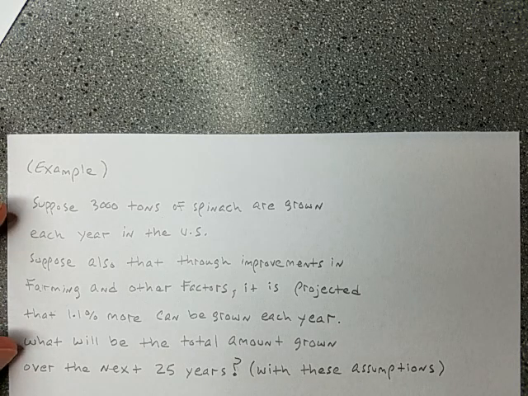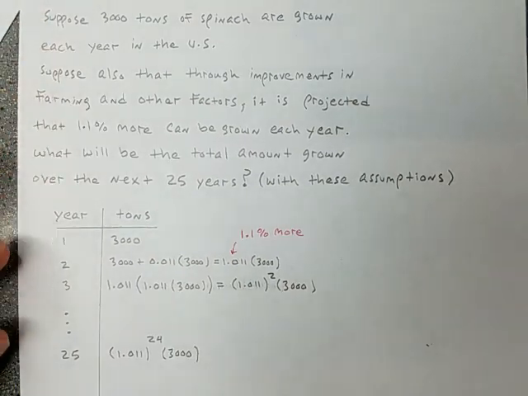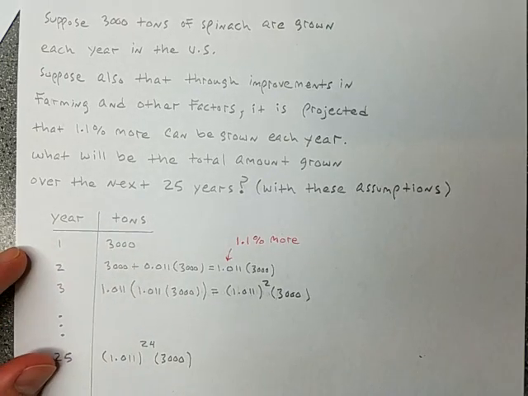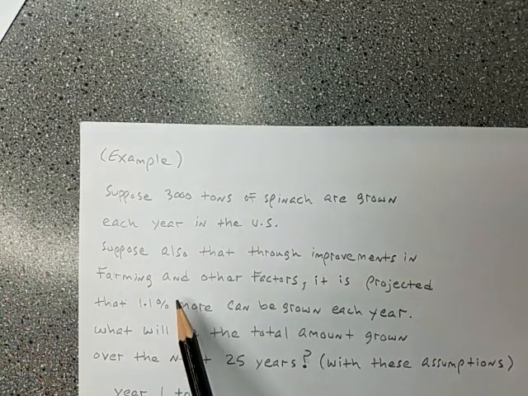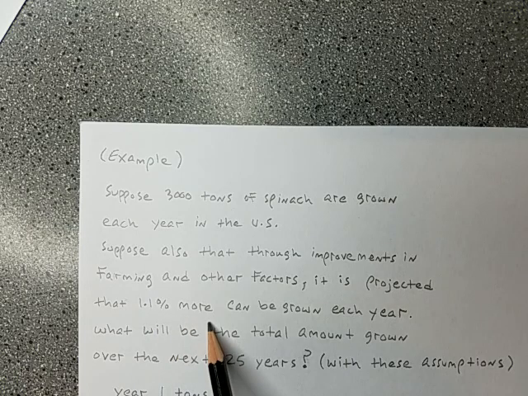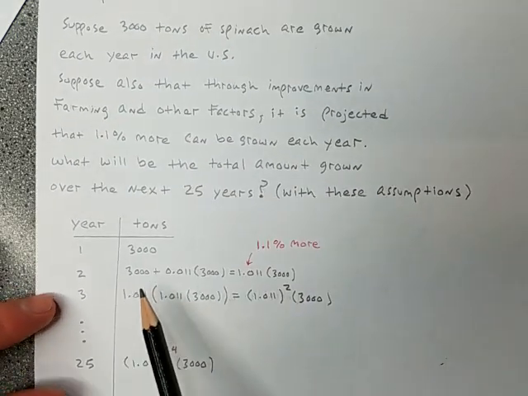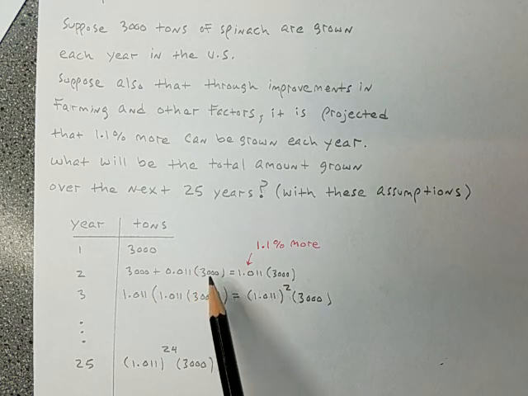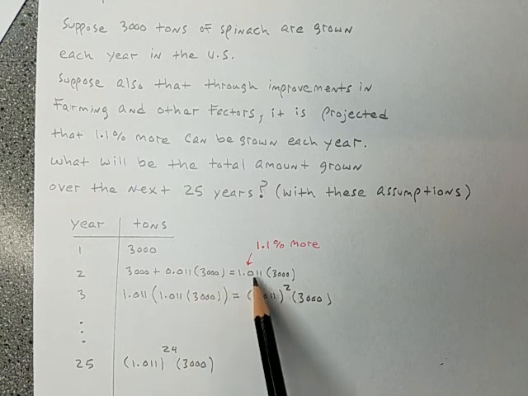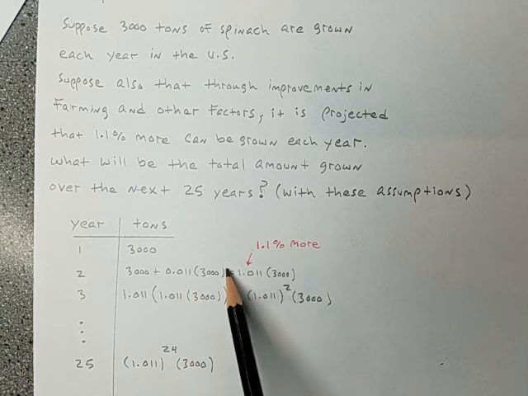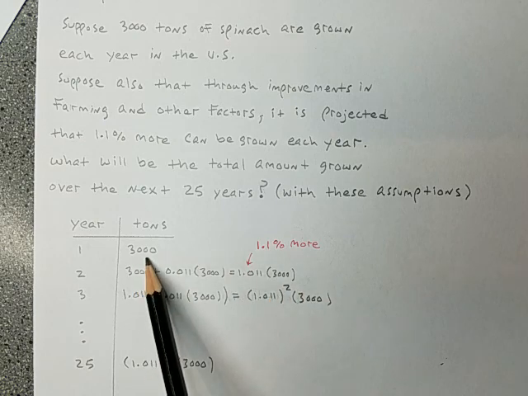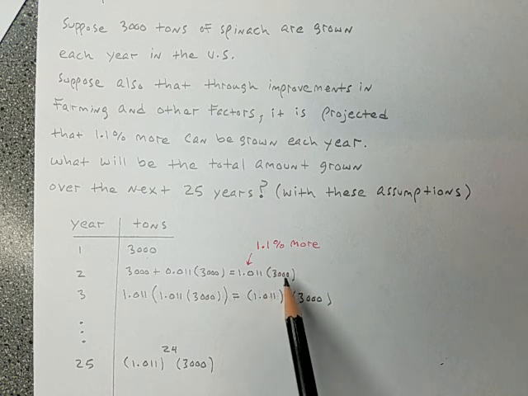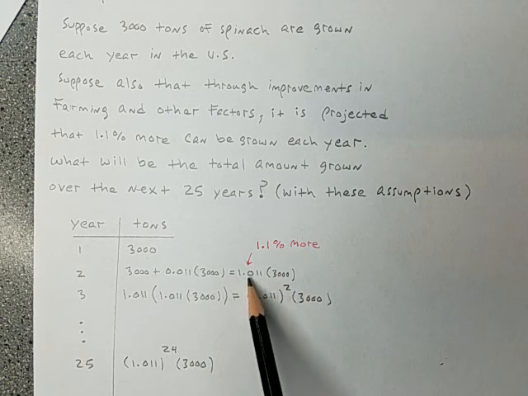They still give us a way to try to look into the future the best we can. All right, so here's the way that model sounded. In year one, like right now, we can grow 3,000 tons of spinach, but we're going to be able to grow 1.1% more in each successive year. So the next year will look like this: 3,000 plus 1.1% of 3,000. If you factor out the 3,000, that's 1.011 times 3,000. So right there, that's what it looks like to take 3,000 and increase it by 1.1%. Take 3,000, multiply by 1.011.